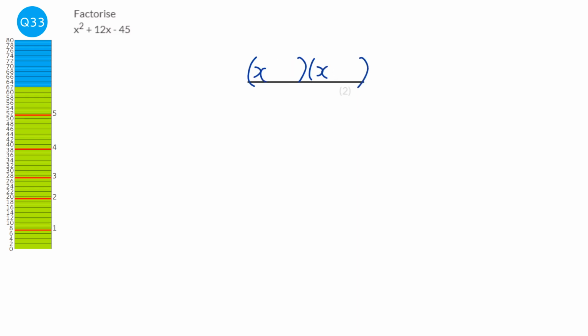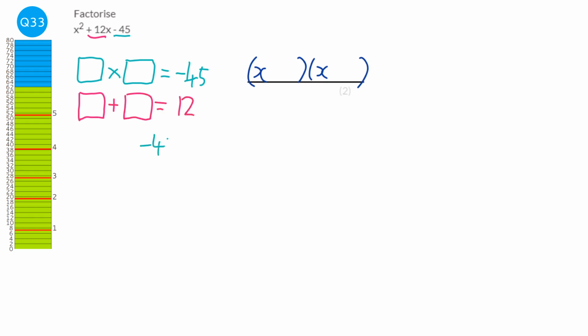So we're going to start by looking at this minus 45. And it's a special number because we're looking for two numbers that multiply together to make that minus 45. We're also going to look at this plus 12 here because we're looking for two numbers that add together to make that 12.